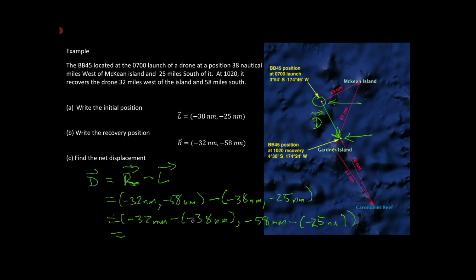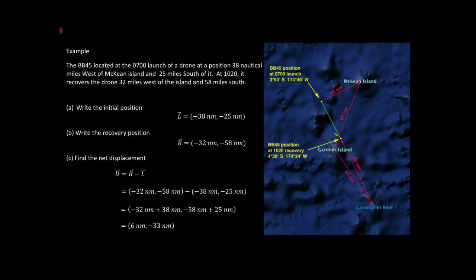And so we have minus 32 minus 38, that's plus 6. So it's going 6 miles east this way, 6 nautical miles. And then we have minus 58, minus 25. And that would be, what, minus 33 nautical miles. So 33 nautical miles south. So that's the displacement.